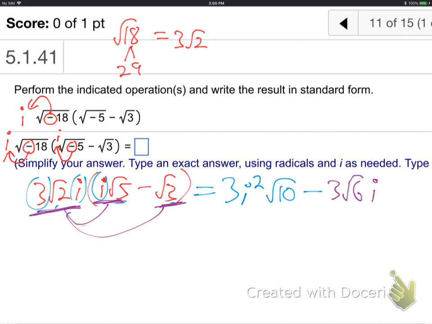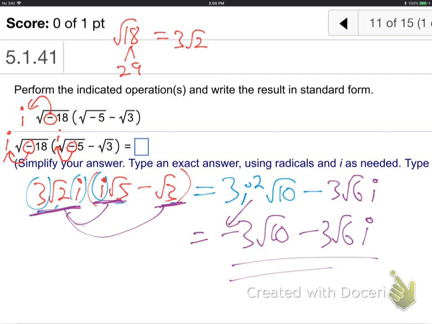Yes. i squared we never leave, because that's a plain number. A plain i we leave. i squared we never leave, that's -1. So that's going to be -3 root 10, right? That i squared becomes -1, minus 3 root 6i, done. So we never leave i squared. Plain i we leave. Done.